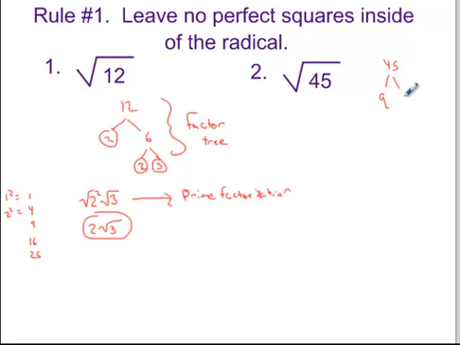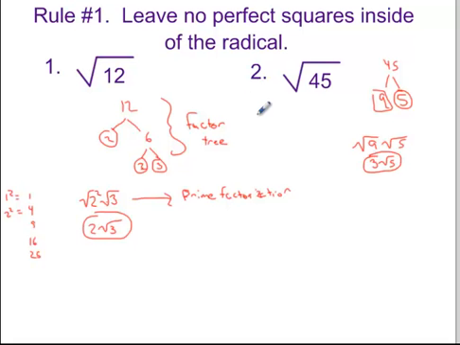I see 9 and 5. 5 is prime. I could keep going with the 9. Some people see, wait, 9 is on my list of perfect squares, so I could stop there. Well, you can, and I'll let you do that, but it's more of a shortcut. So I put a square around the 9. So I would have the square root of 9 times the square root of 5. But what's the square root of 9? Well, the square root of 9 is 3. So I have 3 radical 5. Now, nowhere in there did I come up with the prime factorization, but I've got my answer.